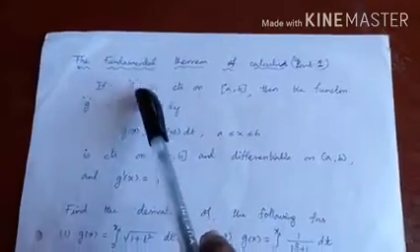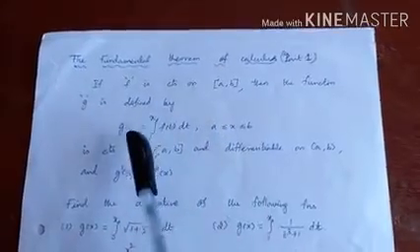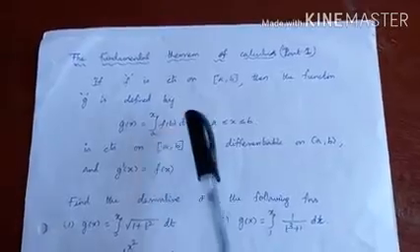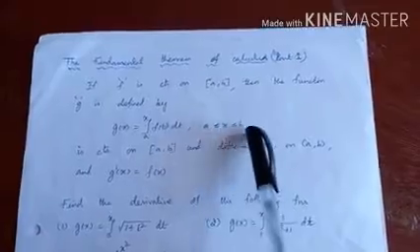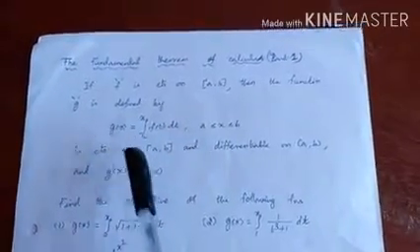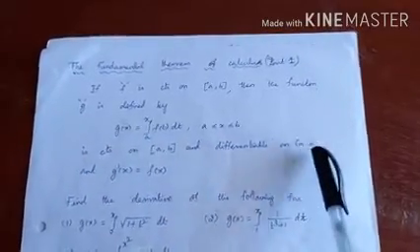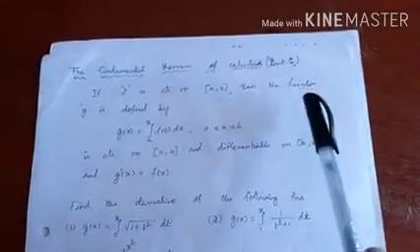Let us see, f of x is continuous. f of x is a continuous function on the closed interval a comma b. And let us define g of x, which is the integral a to x f of t dt, where x lies somewhere between the interval a to b. Then g of x is continuous on the closed interval and also differentiable on the open interval a comma b. And g dash of x is equal to f of x. This is the statement of the theorem, that is fundamental theorem of calculus part 1.